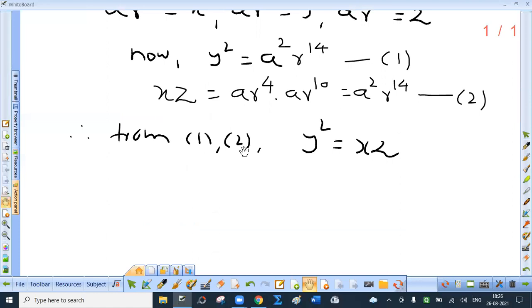Now sum number 10. If P, Q, R, S are in GP, show that P plus Q, Q plus R, R plus S are also in GP. Let R be the common ratio. Now use capital R because small r is already taken. I'm dictating the solution for sum number 10. Let capital R be the common ratio of the GP.